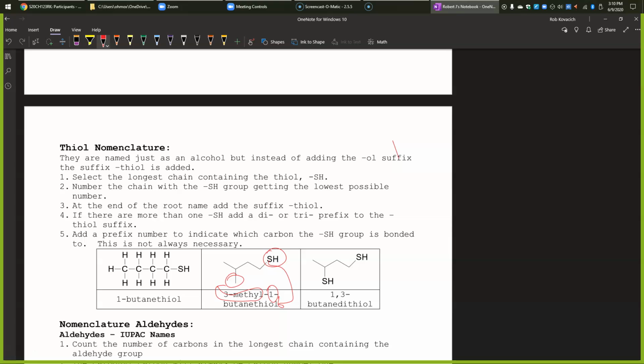And then my last one here, it's again a butane, 1, 2, 3, 4, except it looks like I went the other way with that. 1, 2, 3, 4. And so then I've got a thiol group on number 1 and a thiol group on number 3, and so it's 1,3-butane dithiol, telling me there's 2 thiols on positions number 1 and 3. Are we good with that?